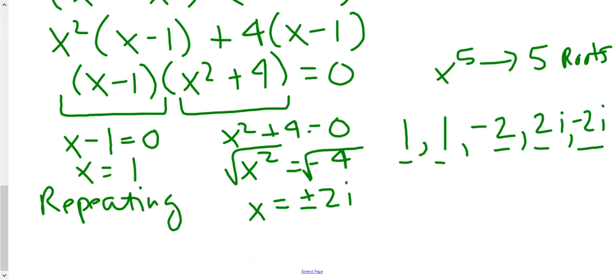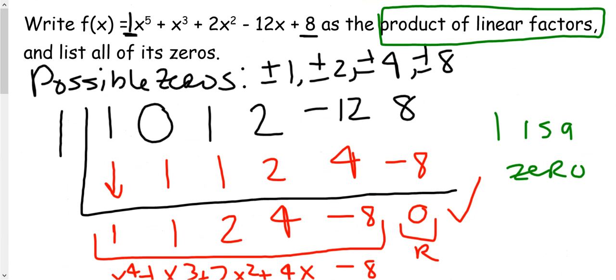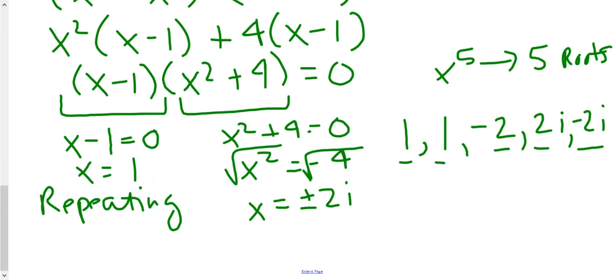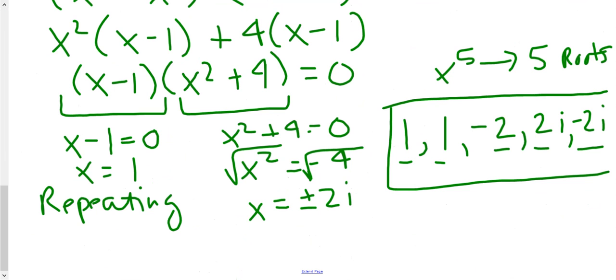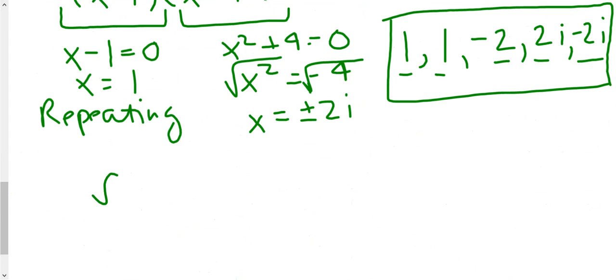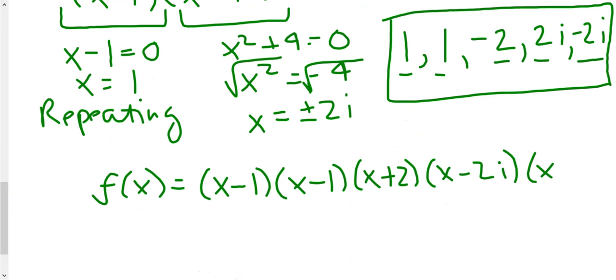My next step that the problem asks me to do is write it as a product of its linear factors. To do this, the most important thing here is to watch your signs. So to take my zeros, I can now write the original polynomial as the product of its linear factors like this, by stating that f of x is equal to x minus 1 times x minus 1 times x plus 2 times x minus 2i times x plus 2i.